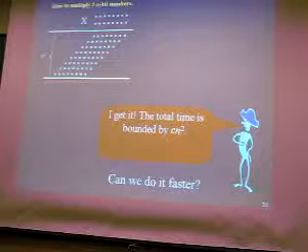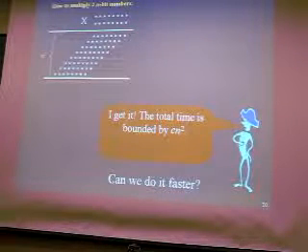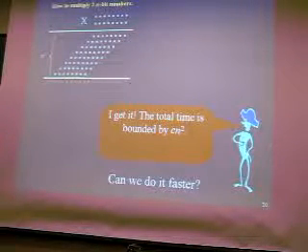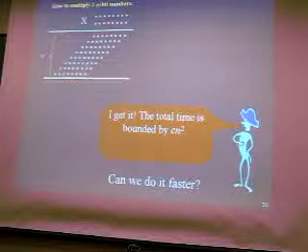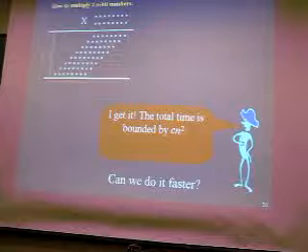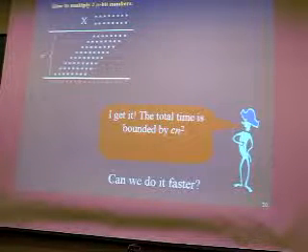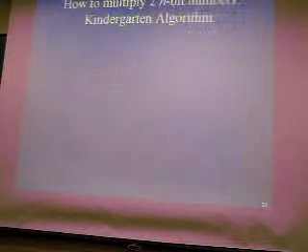Can we do faster for multiplying? No? Everybody think no? Well, we're going to spend the whole day on multiplying, so hopefully we can do something.